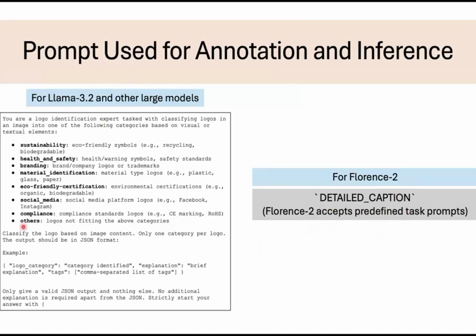Now, as you can see in the original prompt of the large language models, we can define a lot of fields which we want to identify. We have given the definition of all of them and provided the output structure, which gives us the tags in a comma separated list.